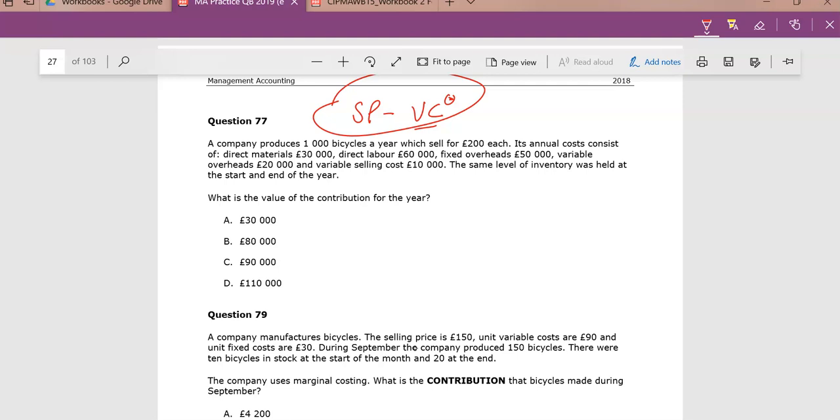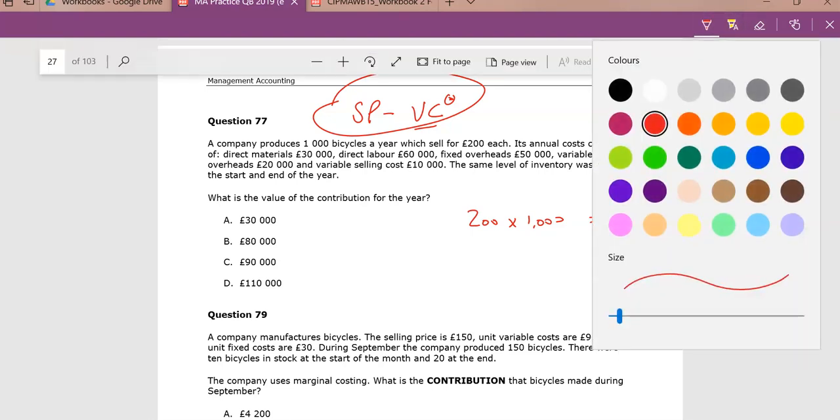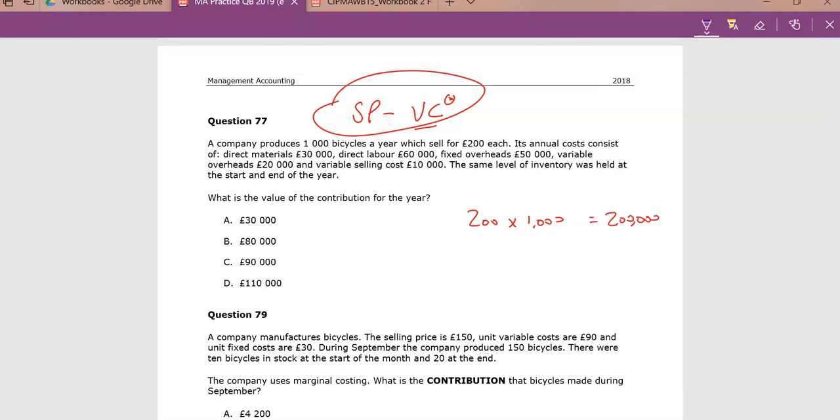Okay, so they've given us these as a whole, so no problem. Sales is fundamentally 200 times 1,000 bicycles, so that's 200,000. I'll just change my pen color. Let's go for blue. So in terms of my cost, I have direct materials at 30,000.